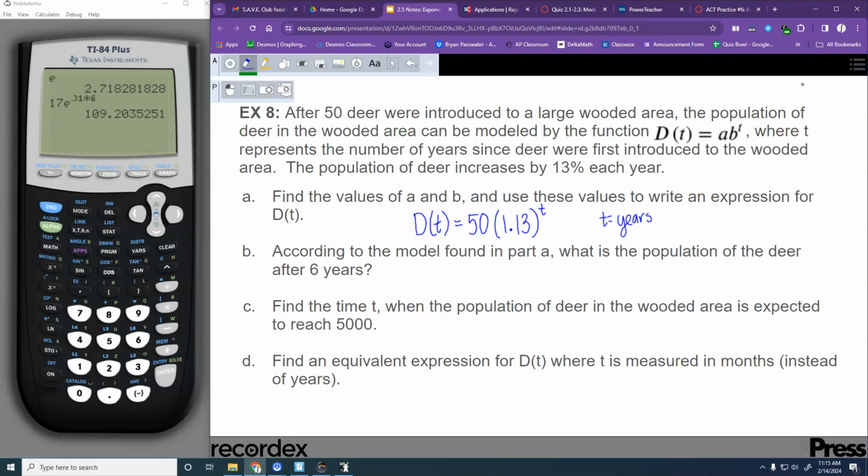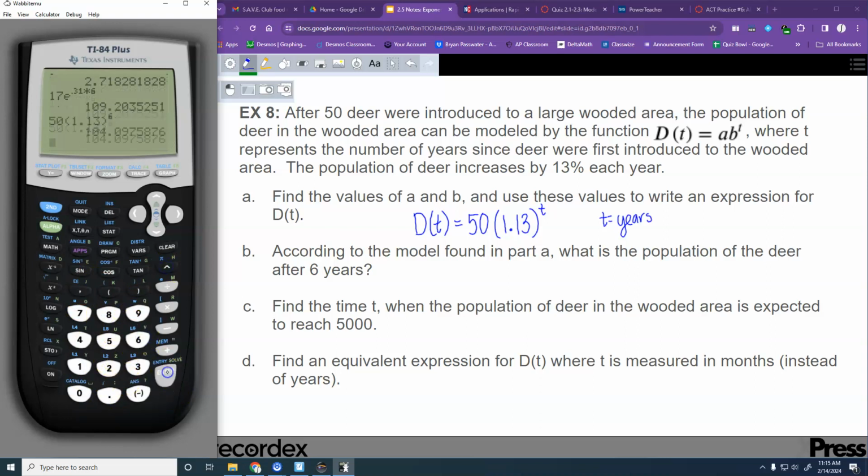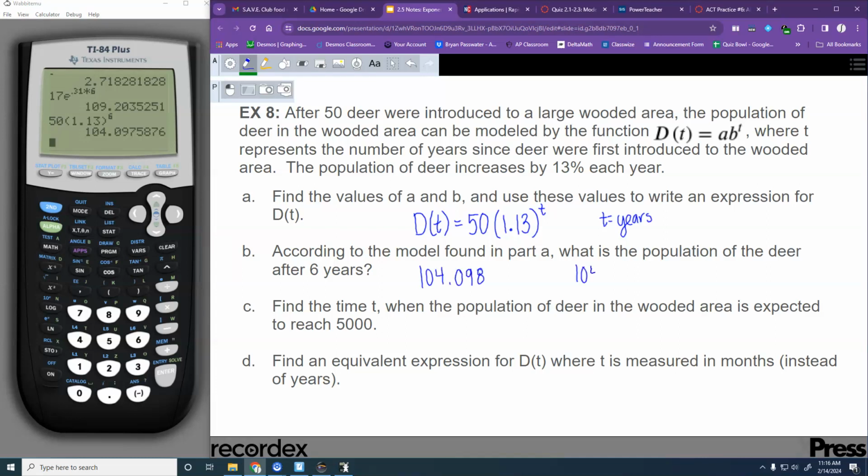All right, then it wants to know what's the population of the deer after 6 years. What have we got to do there? Just plug it on in. So 50 times 1.13 to the 6th power is going to give us 104.098. Which would be 140.